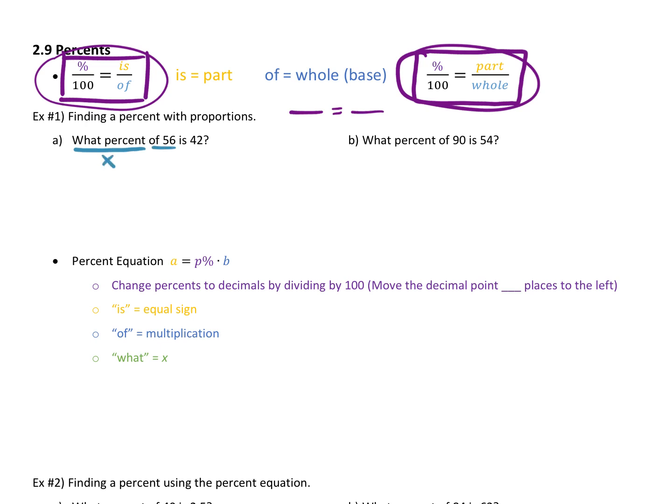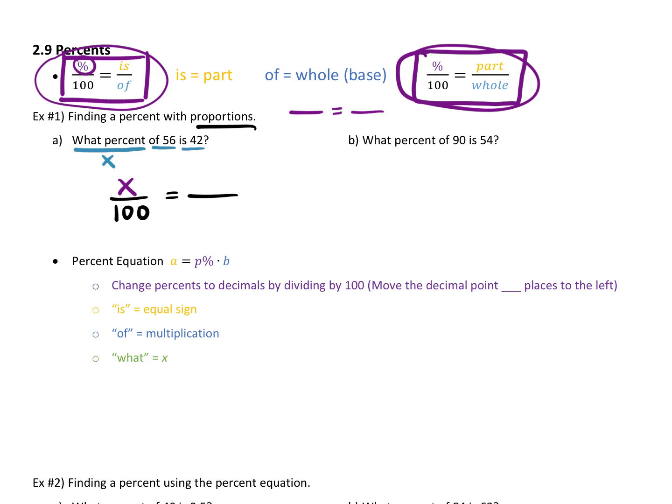Of 56 is 42. So it's the word that comes after that we're talking about that you're going to use in place of percent over 100 equals is over of. So here's what I suggest. We know we're working with a proportion because it said find percent with proportion. So if you set up your proportion, it says what percent? Well, percent is our top here, and that's our unknown. So that's going to go there. This bottom number will always be 100. That will never change, so you can always put the 100 there right away if you want to.